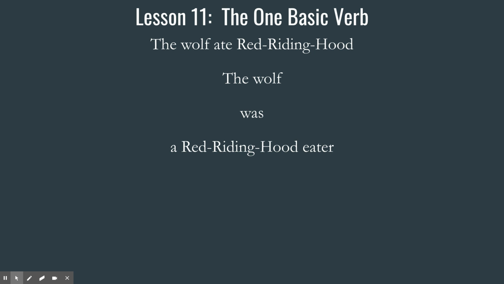The only verb that can be in these statements is the form of the verb to be. So you've got to change all the other verbs. You can't just leave them out. You've got to turn them into nouns, okay? So you can't say eating Red Riding Hood, because eating is a verb.